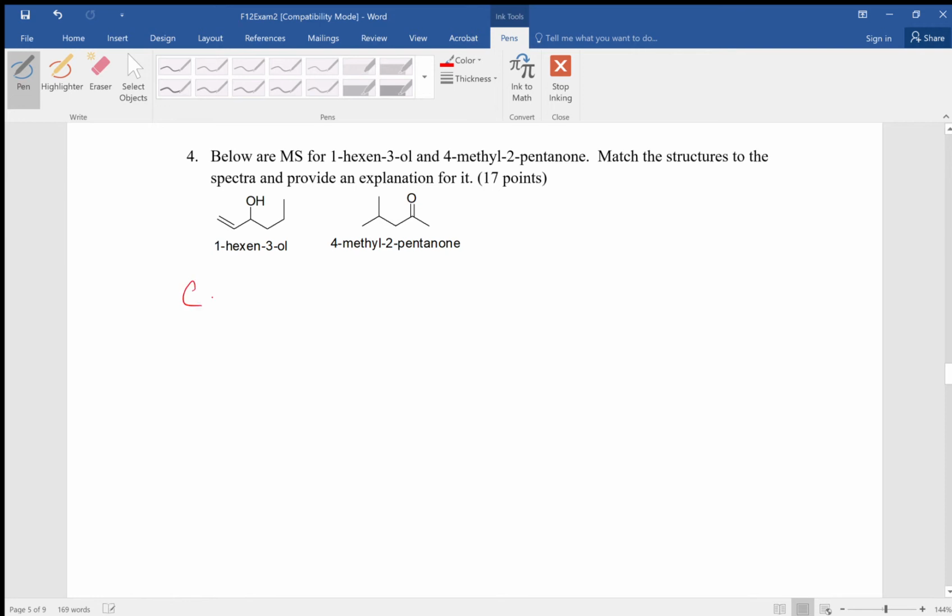So for our first compound, we have C6H12O, and that gives us a molecular weight of 100. Second compound, the ketone, has a chemical formula of C6H12O and a molecular weight of 100. So I'm sure we didn't think it would be as easy as just adding up the molecular weights and looking for them, and it's not. So let's see what happens when we go to the spectra.